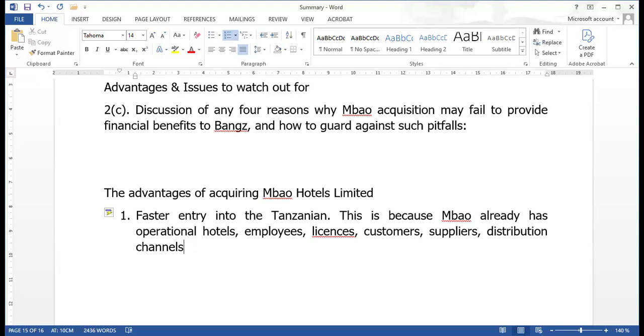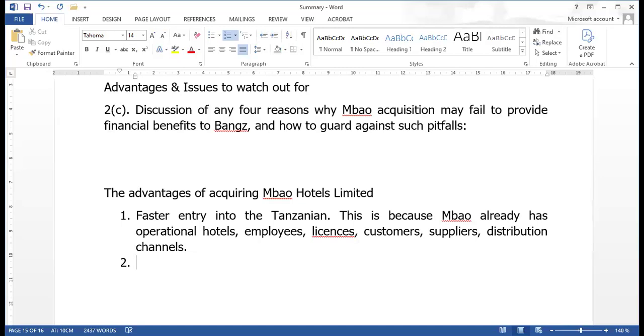So you as Baganzi would therefore avoid the lengthy process of purchasing land, constructing hotels, recruiting the employees, obtaining the regulatory approvals. That is a lengthy process. So this acquisition will just allow you to begin the operations and earn revenue from the Tanzanian market immediately after completing the acquisition. So it is something that you really need to look out for.